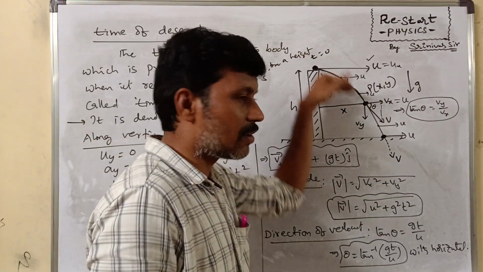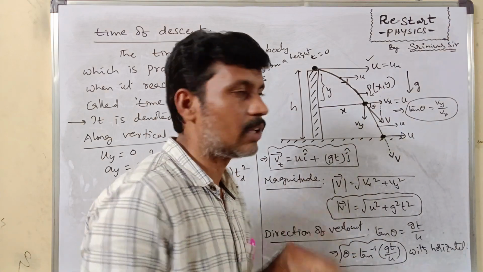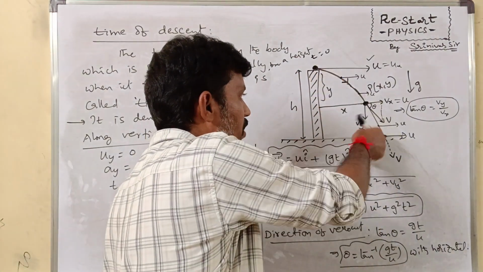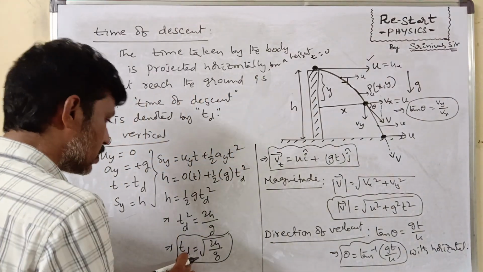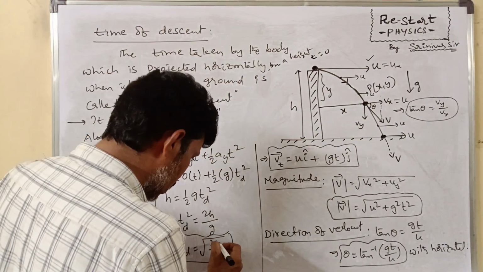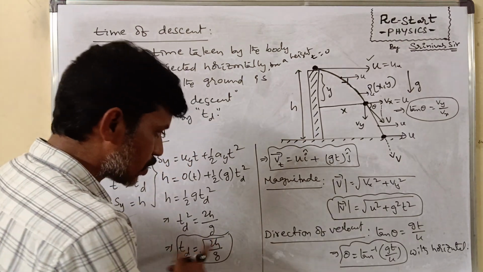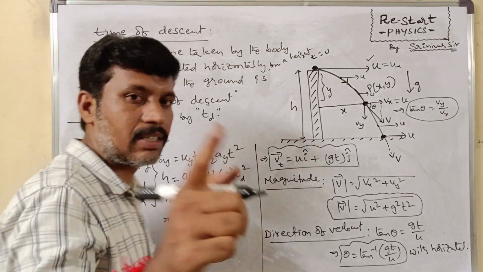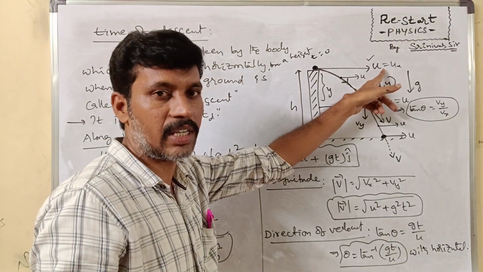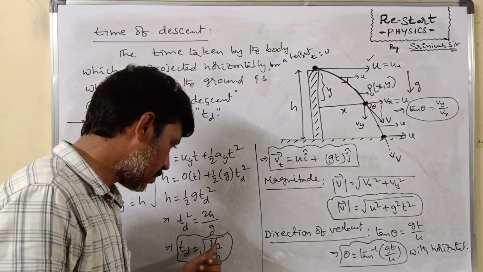In this case, time of descent is nothing but time of flight, the total journey time. That's why time of descent is equal to root of 2h by g. One thing you can observe is that time of descent doesn't depend upon u.